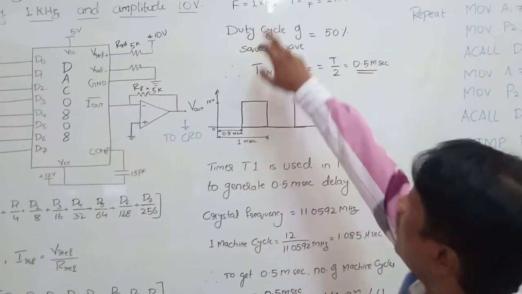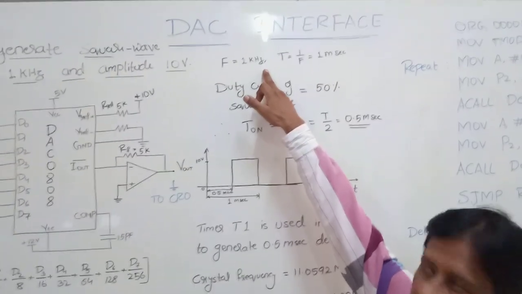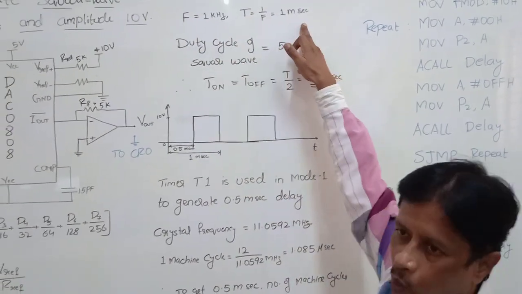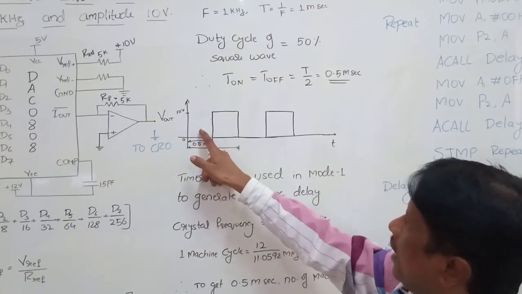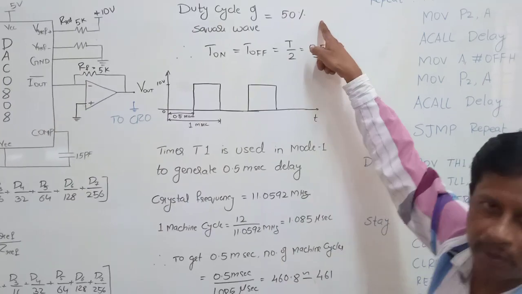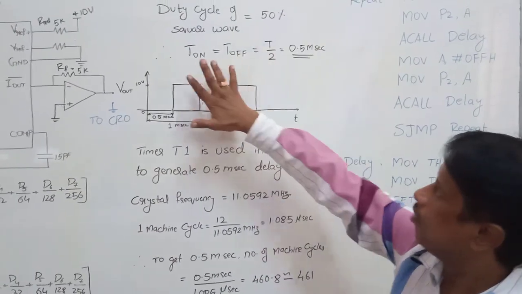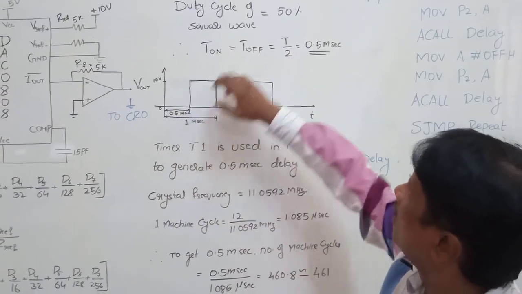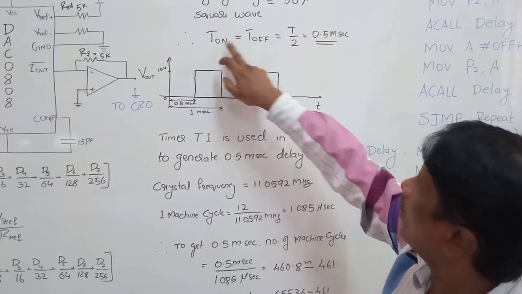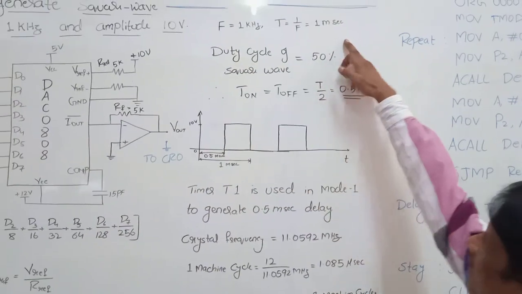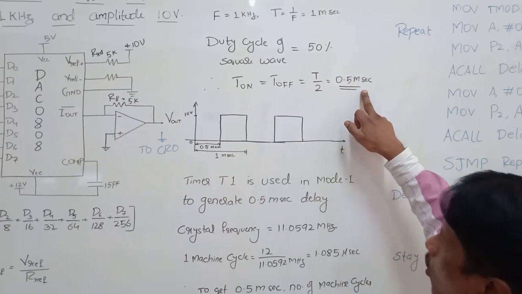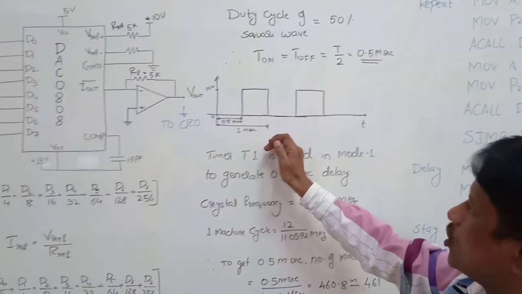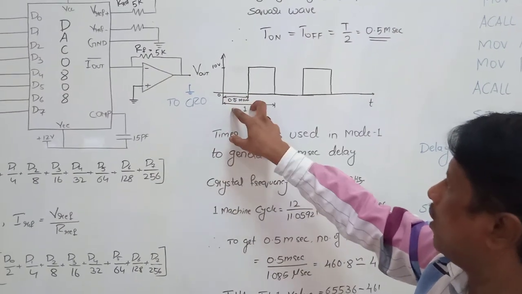Now I want to generate a square wave of frequency 1 kilohertz, and if you convert the frequency into time, it becomes 1 millisecond. I am generating a square wave with a duty cycle of 50%. Once the duty cycle is 50%, my on period will be equal to my off period. Since these two are equal, T on and T off are each T by 2. T is 1 millisecond, so 1 millisecond divided by 2 gives 0.5 millisecond. So now what I need to do is generate a square wave of 0 volts for 0.5 milliseconds.